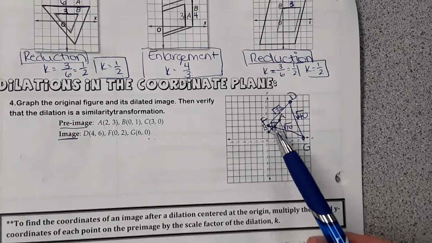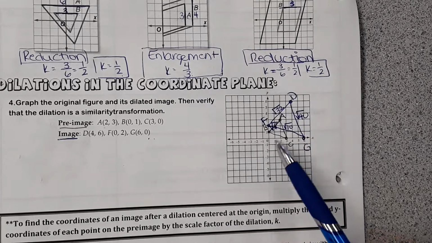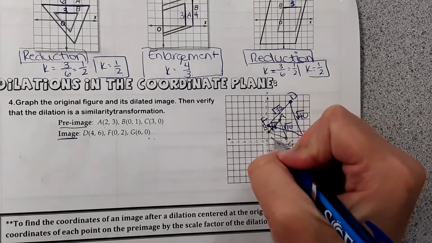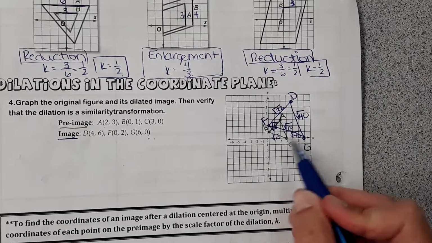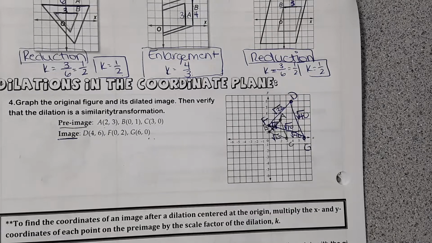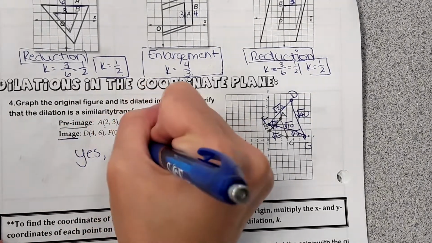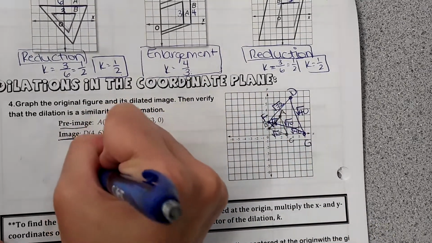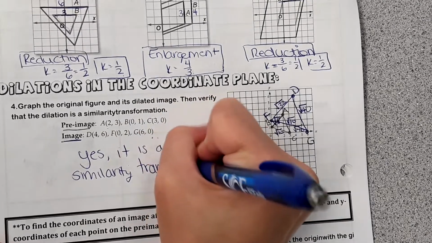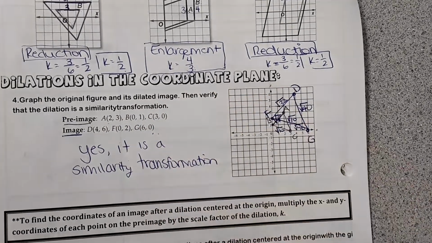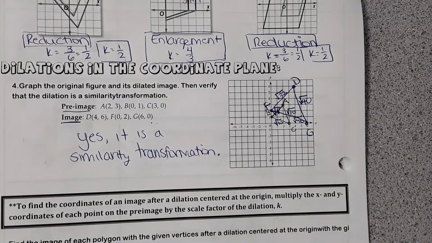With these square roots, square root of 8 times 4 is square root of 32, square root of 10 times 4 is square root of 40, and then this here is square root of 10 and square root of 40 as well. So since we can multiply by 4 to get the dimensions of the other triangle, then yes, it is a similarity transformation. And you won't have to do that on your own for the homework or anything, just so that you're aware of how to do it.